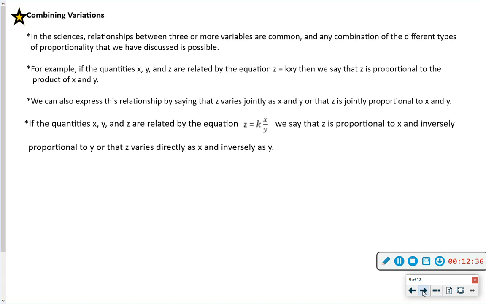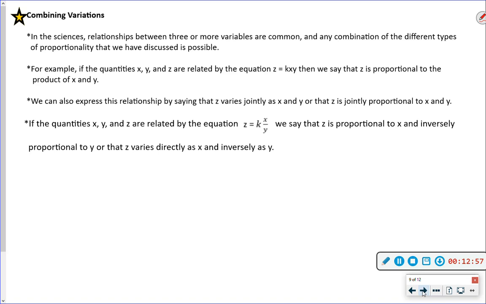Now, last thing we're going to do, boy, so many words on here for a math class, is we're going to talk about if you want to combine some of the different types of variation. So, of course, in science, relationships between 3 or more variables are common. We've just had the 2, like distance and time, or pressure and volume. You could have 3 quantities or more, or different types of quantities.